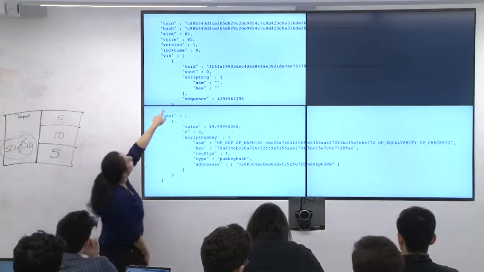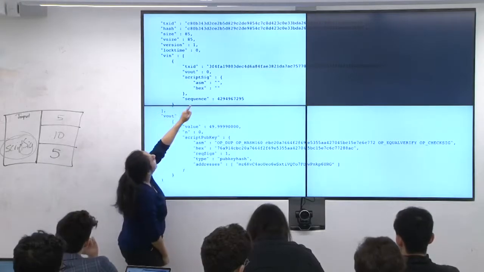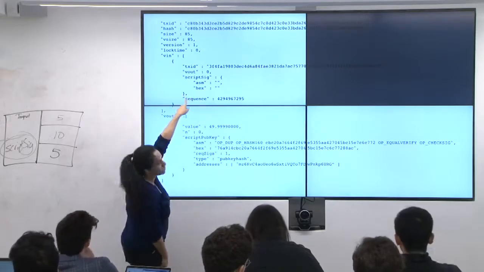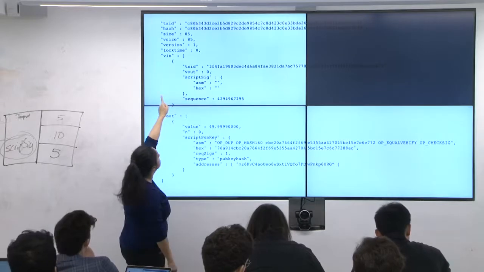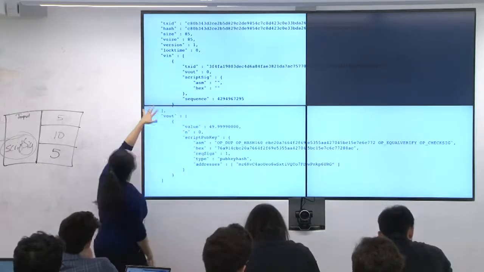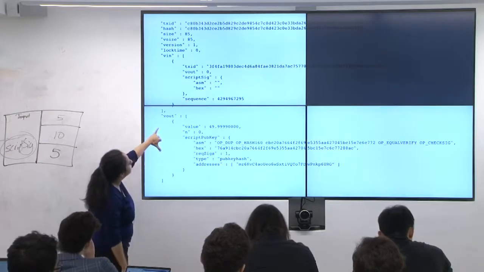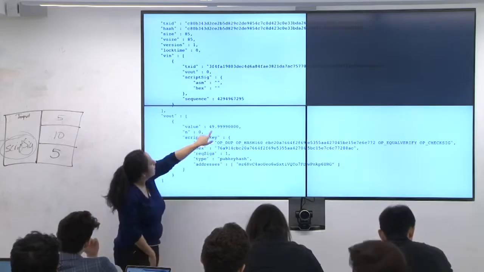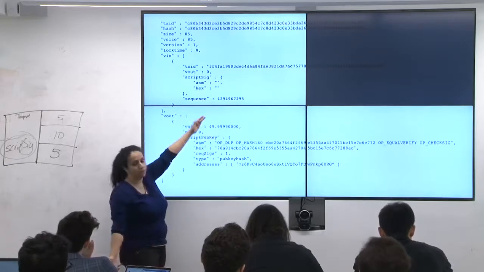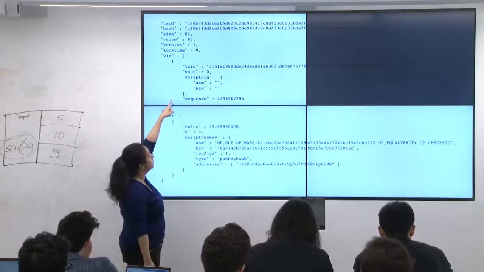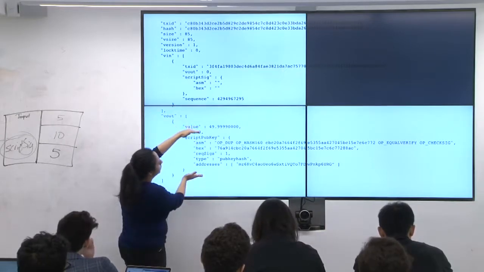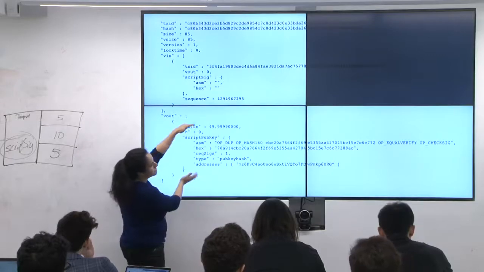So here this has one input. The input has the transaction ID and the index. That's 0, so it's spending the first output of whatever that transaction is. And it has some script sig, which is empty. And then this is the output that it's producing. It's spending 49.99 Bitcoins from that previous output, and it's spending it to a new output, and these are the rules for redeeming this new output.